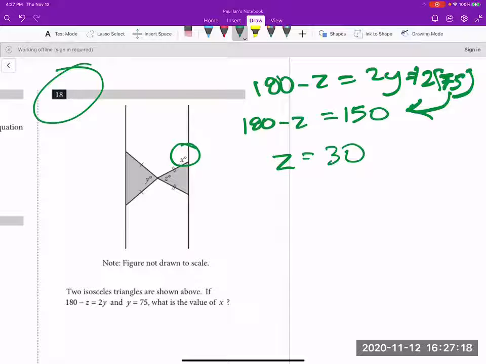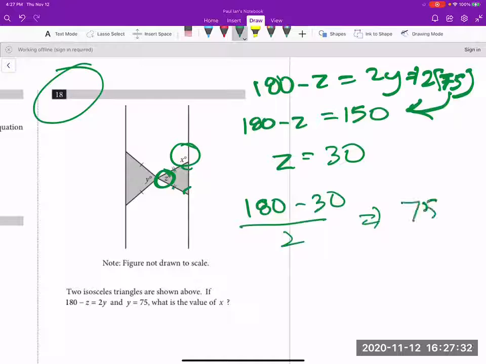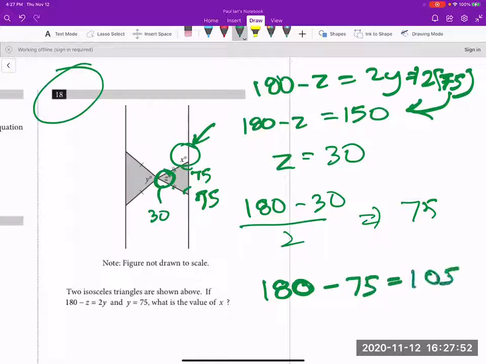Thus each of the base angles are equal, so this angle is the same as that one. That's going to be 180 minus 30, divided by 2, which gives you 75. So this is 30, this is 75, and this is 75. And then this angle right here is supplementary, so it's just 180 minus 75, which gives you 105.